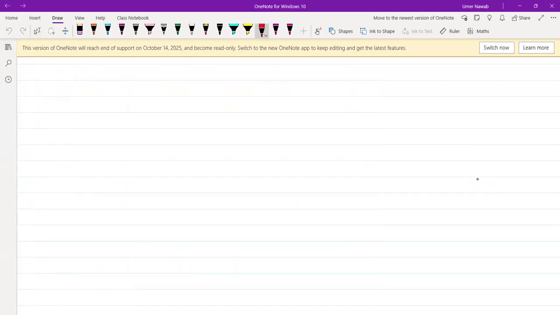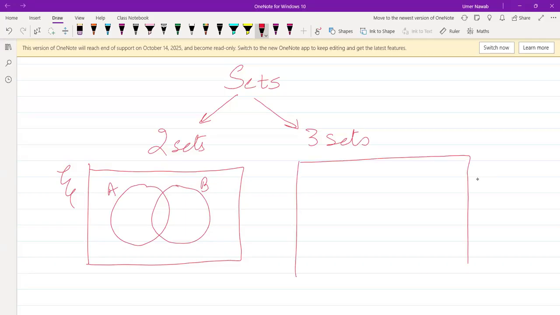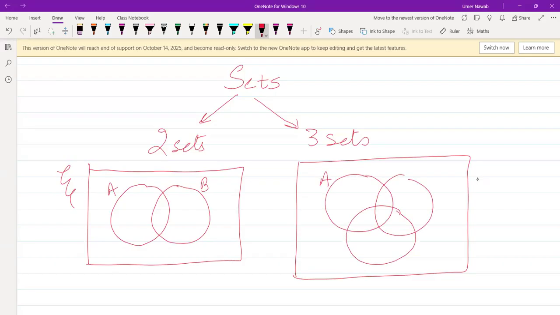You remember when we did sets, guys, we saw two sets categories and three sets categories, right? Two sets category means he gives you a universal set and two overlapping sets A and B. And in three sets categories, he gives you three overlapping sets, A, B, C. And the rectangle shows the universal set.